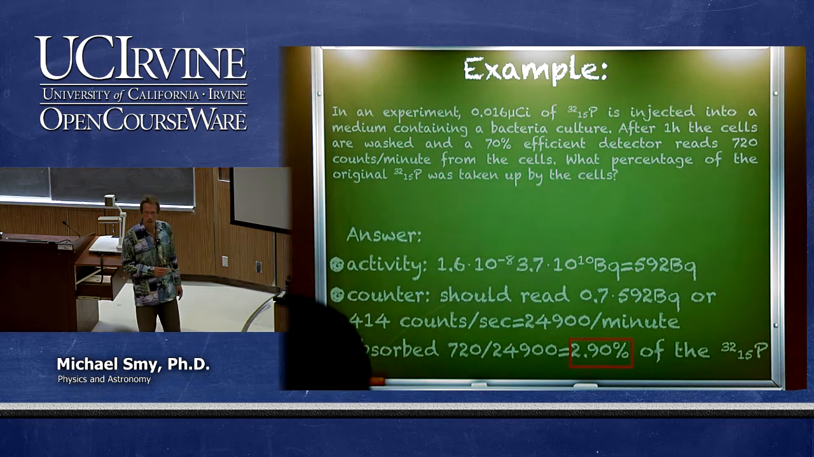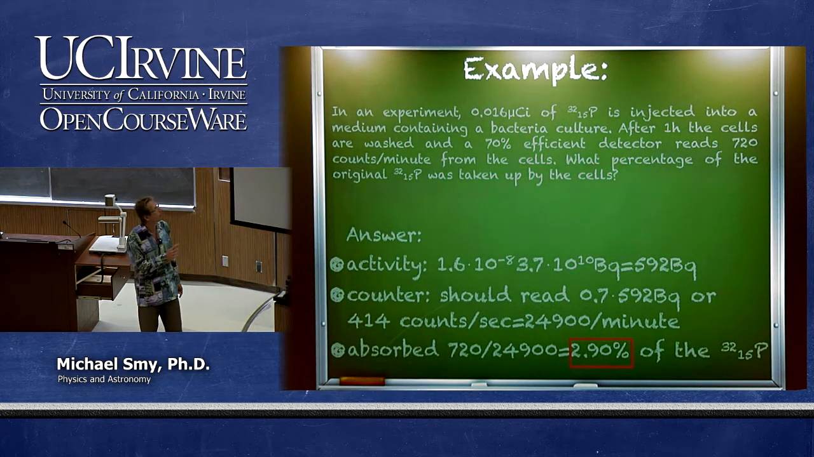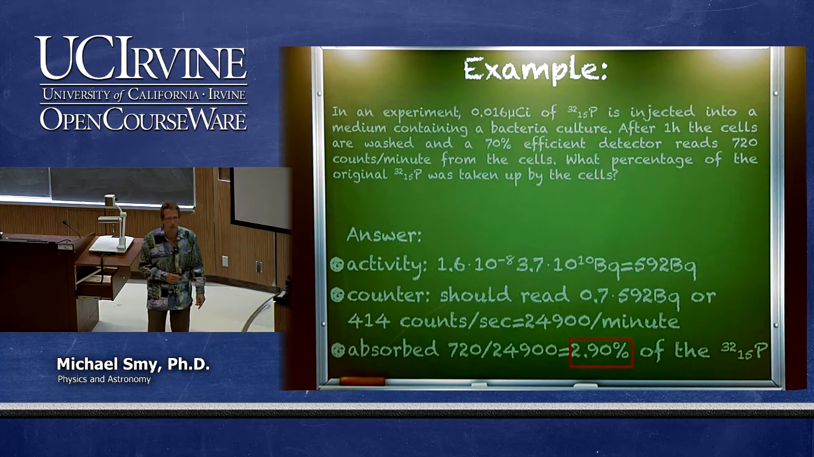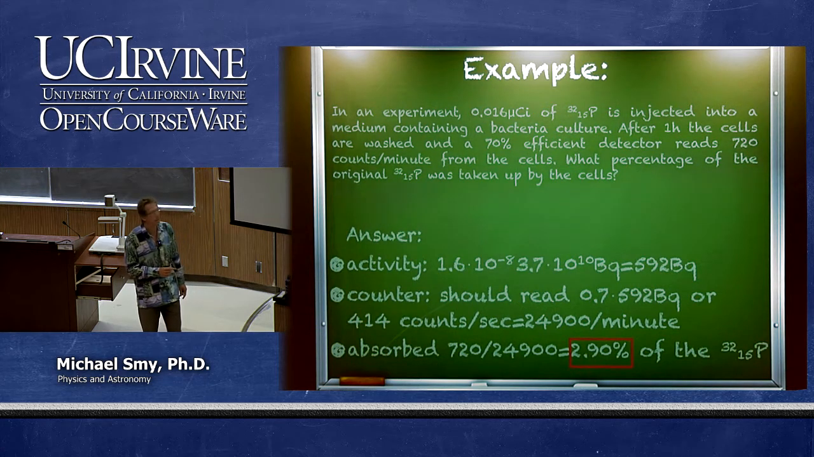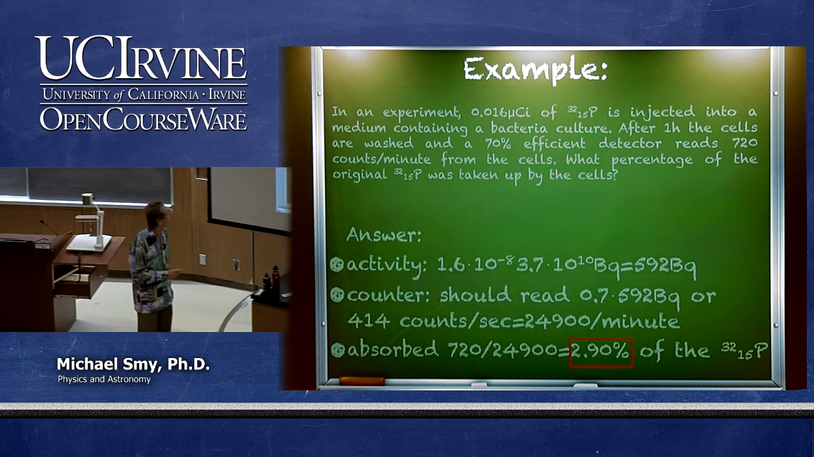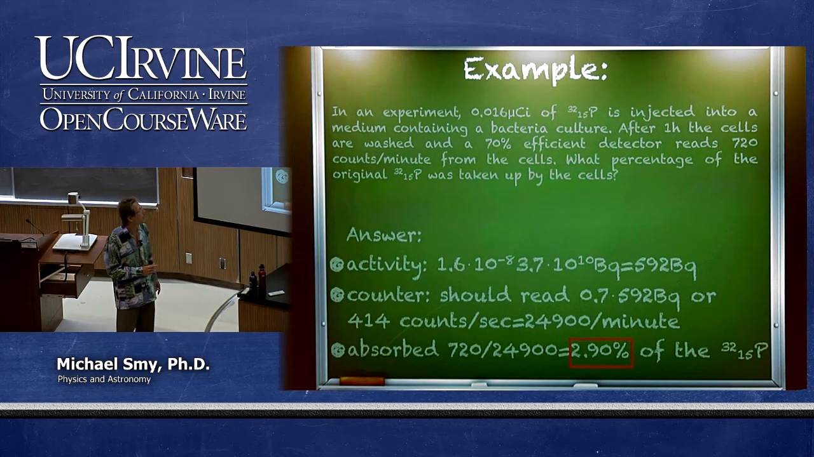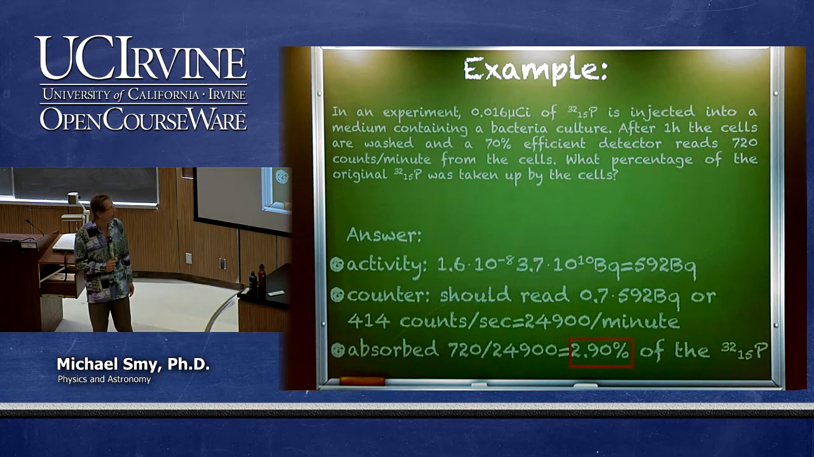And first of all, in this problem, since it's only after 1 hour, the decay time or the half-life of the phosphor is much longer than 1 hour. So we assume that no decay has yet happened. So the activity is the same as the original activity, and we start by calculating that activity.